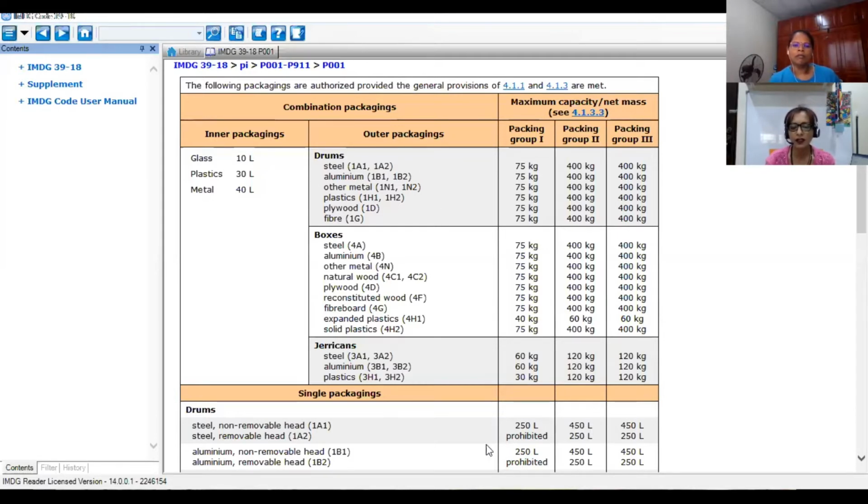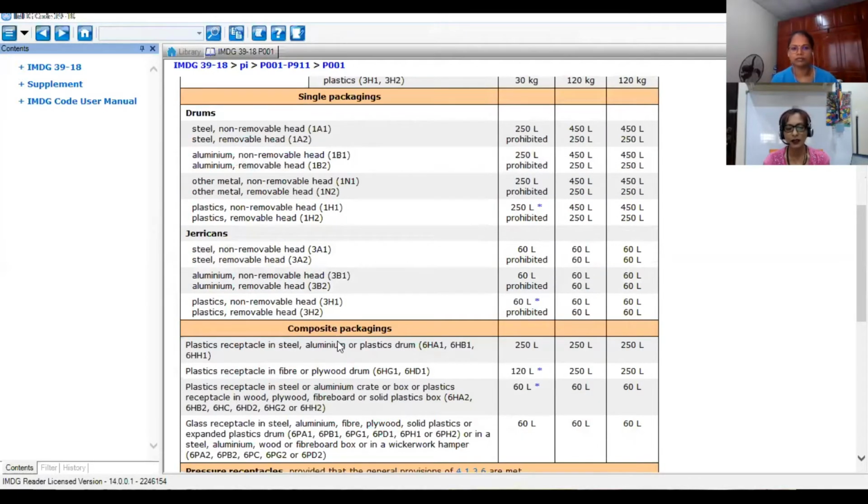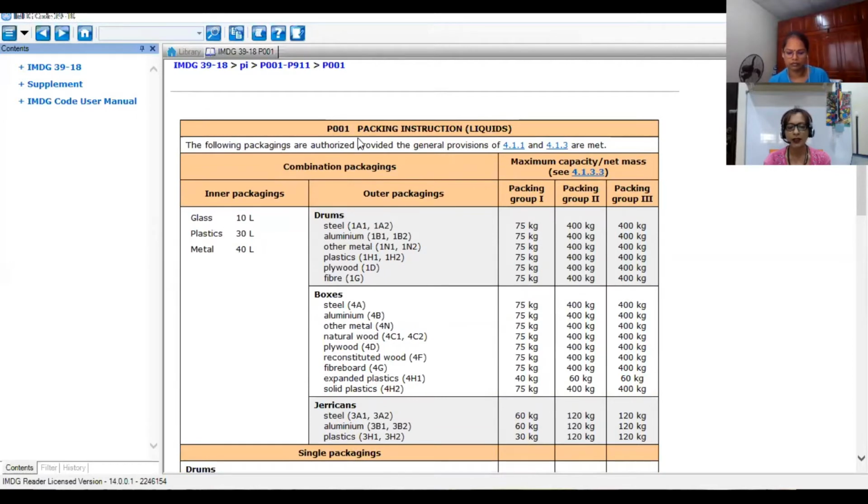However, everything that is in the outer package, the drum, the box, the jerry cans, and the bags, actually, you don't see bags here because this is the packing instruction for liquids, so you won't see bags here. But all of these have to be constructed following the construction information given in part 4, and then prototypes are sent for performance tests in order to obtain the certification so that you can then use the UN packing approval code on these packages. All right.